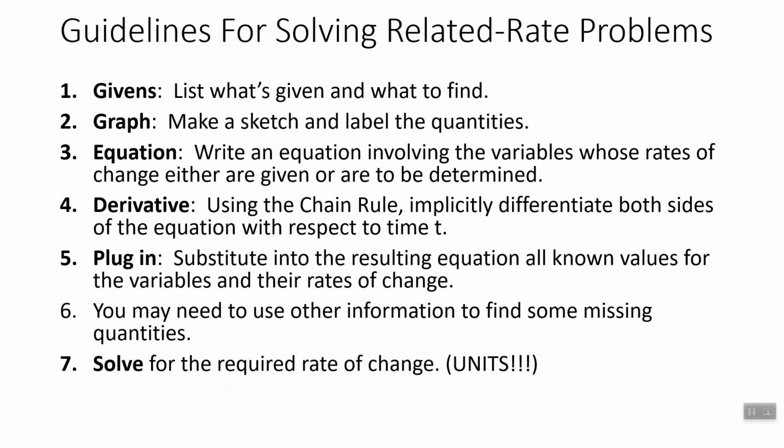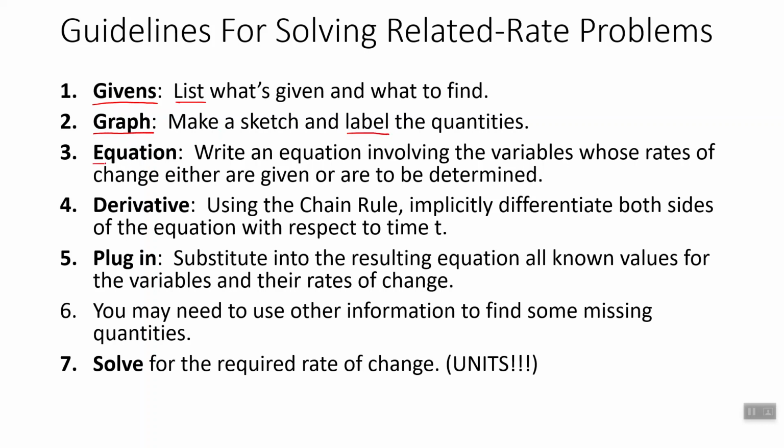So here are our steps to solve related rate problems. First thing is we're going to read through the problem, and we're going to list what is given. Just write down what's given. Maybe you can underline it in the word problem. Just list what's given. Next, we are going to draw a picture, a graph, a sketch, whatever, and then we're going to label whatever we can on there.